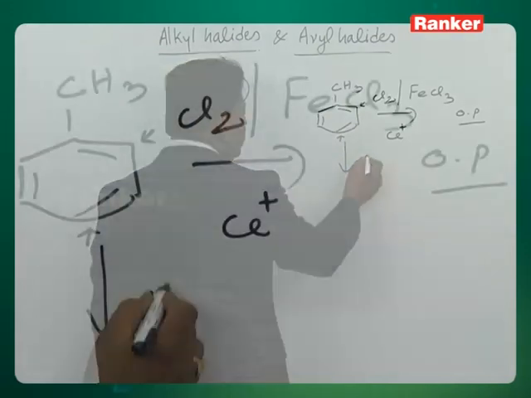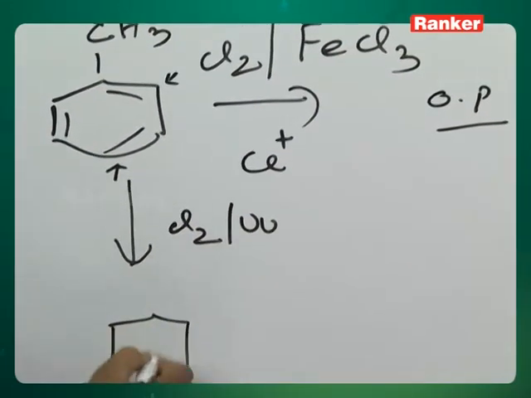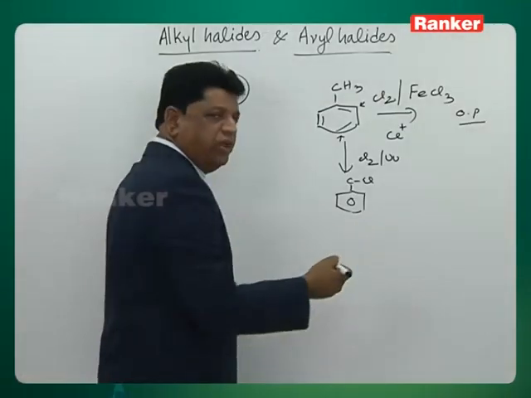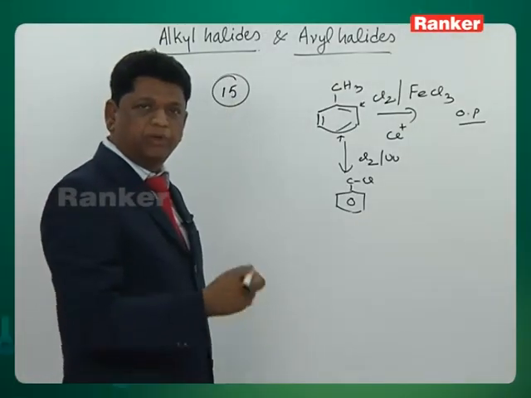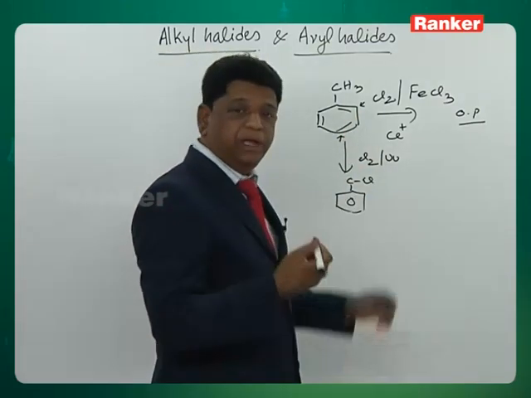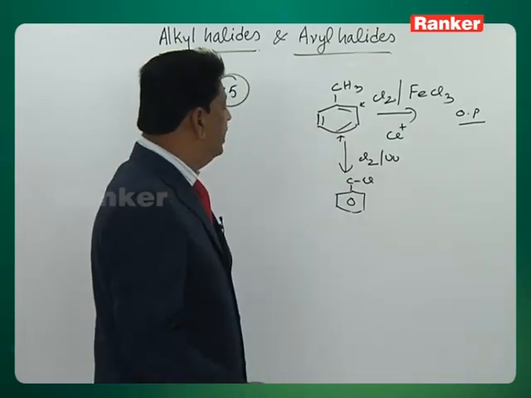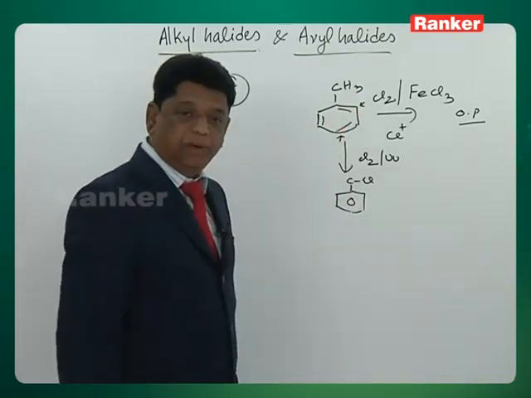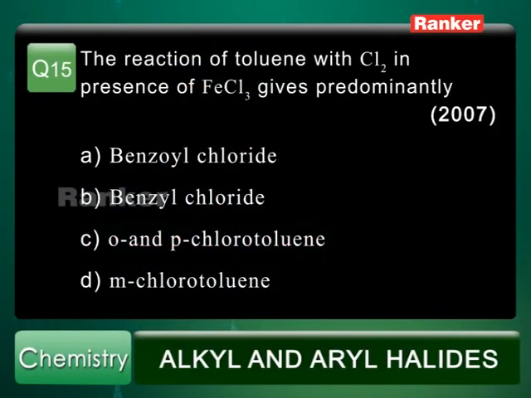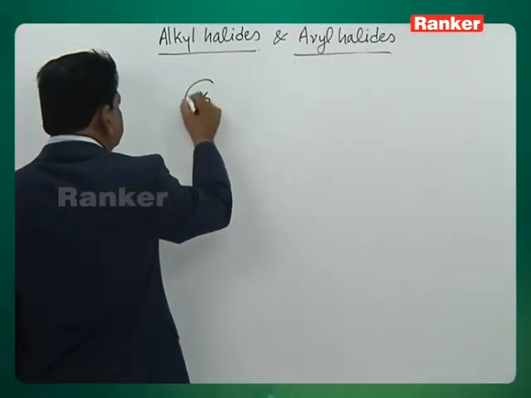If the chlorine is treated in presence of UV light, then we will get benzylic type of substitutions. One after the other, the hydrogens go, and you will get benzyl chloride, benzal chloride, benzotrichloride and so on. This is the free radical substitution. So the condition mentioned is ferric chloride, therefore ortho and para chlorotoluenes will be formed, an electrophilic substitution taking place. So therefore answer C is the right answer. Let's go for the 16th question.